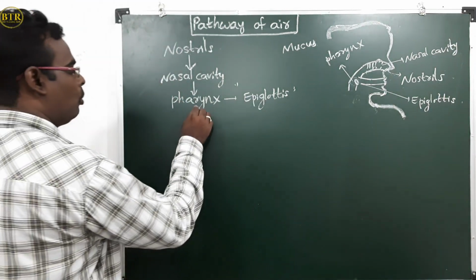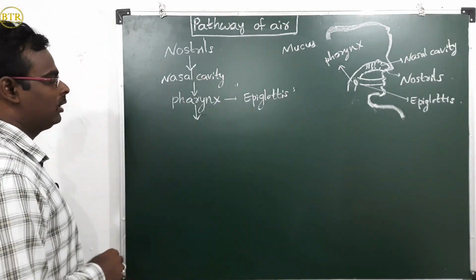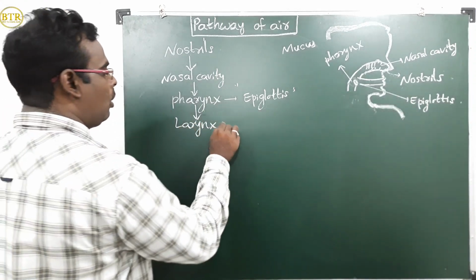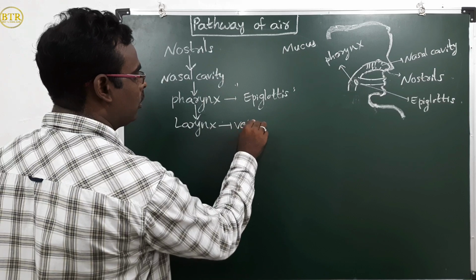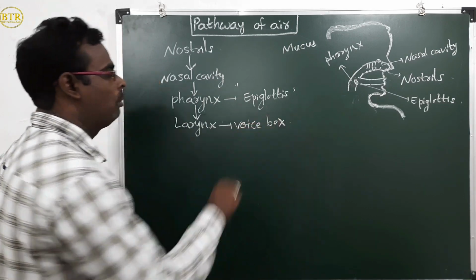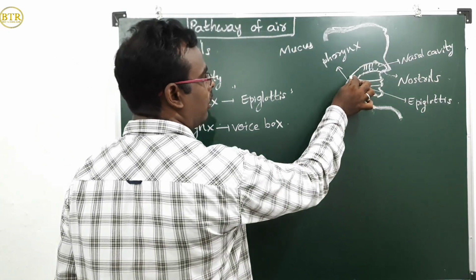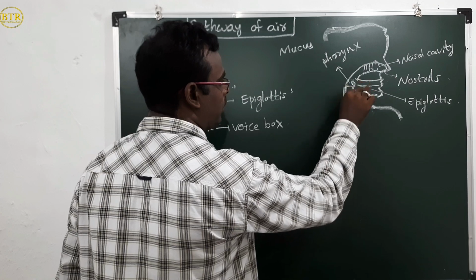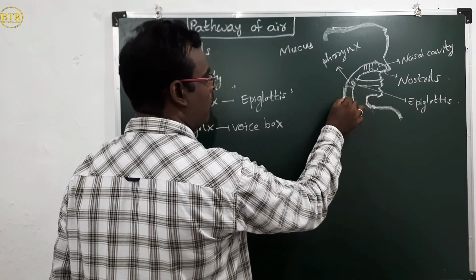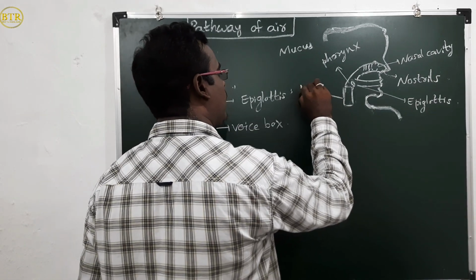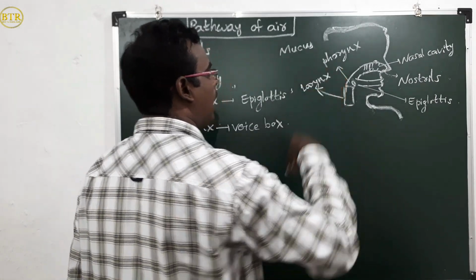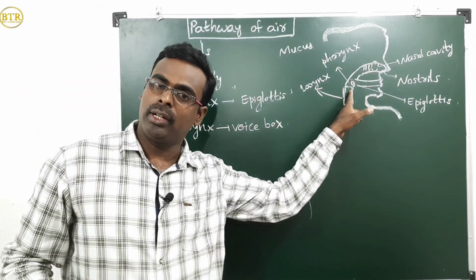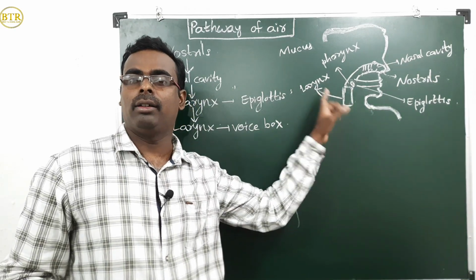Next, the pharynx opens into the next part of the respiratory system, that is the larynx. Larynx is commonly called the voice box. See the diagram. This is the pharynx. The pharynx opens into a box-like structure. That box-like structure is called the larynx, or voice box.